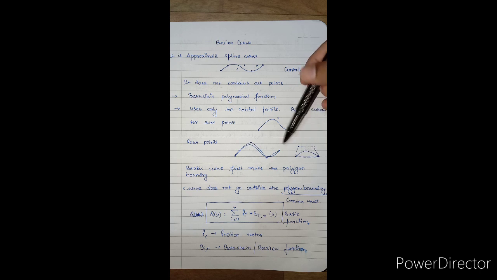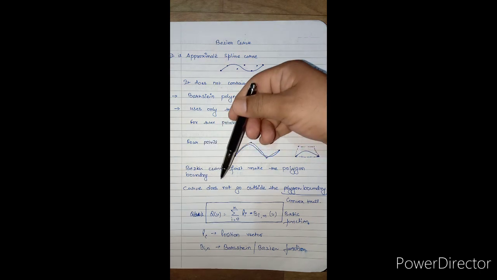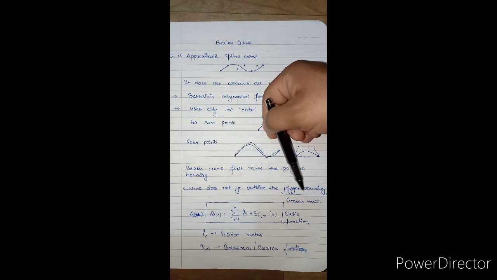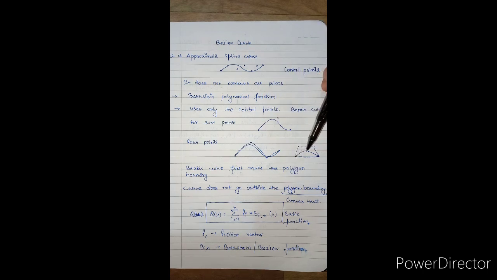Here in this diagram we draw the boundary with the help of these 4 points, and this polygon boundary is known as the convex hull. So the curve does not go outside the polygon boundary. Here the curve does not go outside this boundary. This boundary is known as the convex hull, meaning this curve does not go outside the convex hull.